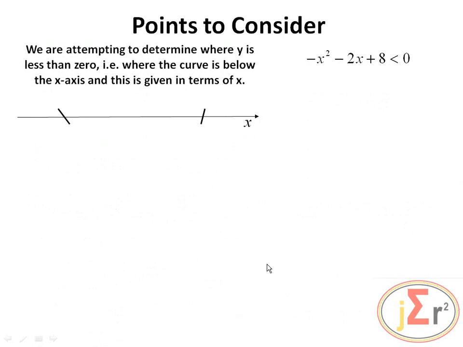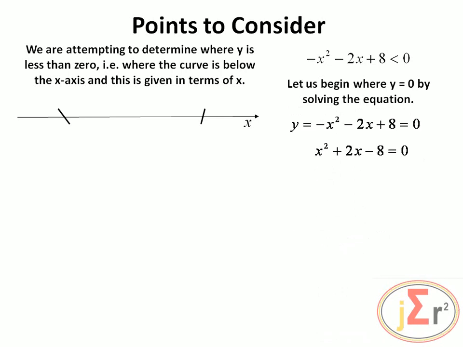We are attempting to determine where y is less than 0, that is, where the curve is below the x-axis, and this is given in terms of x. So let us begin where y is equal to 0 by solving the equation. What we have done is multiply through the entire equation by -1, or we may say that we have divided through the entire equation by -1. How do we do that? The mechanics of it is that we change all of the signs.